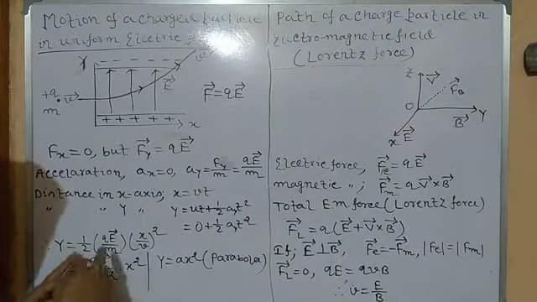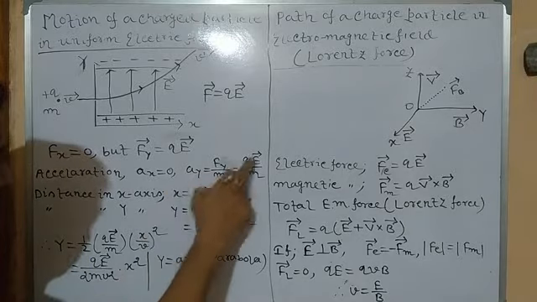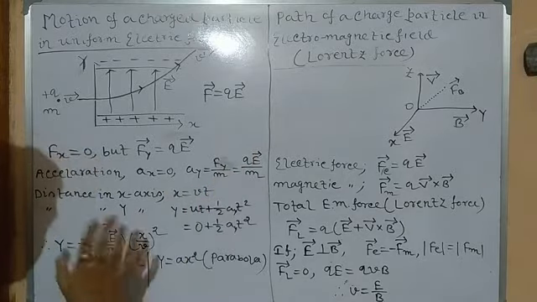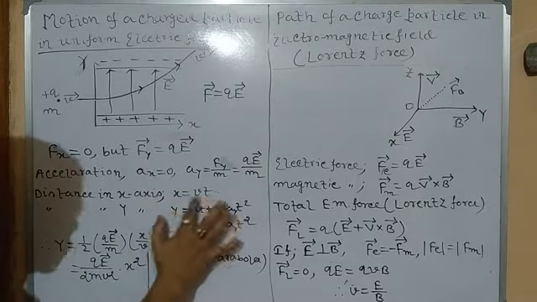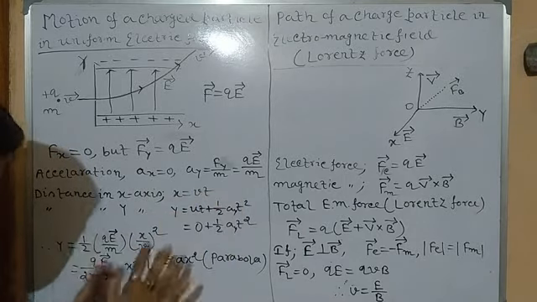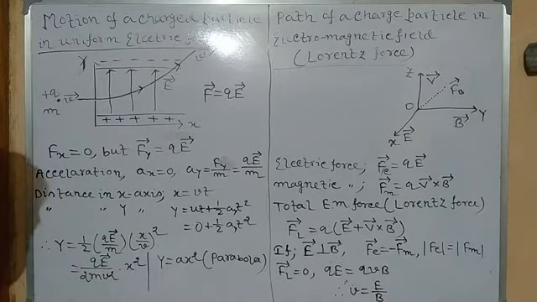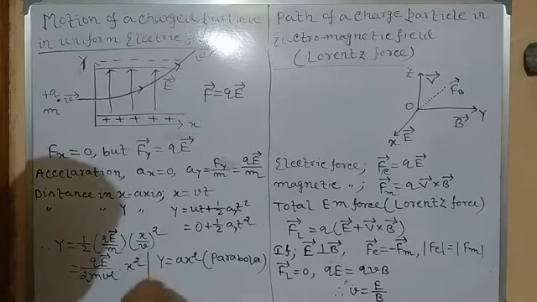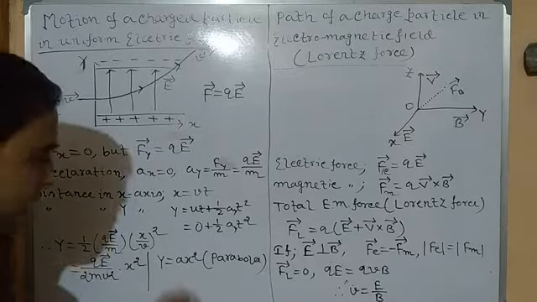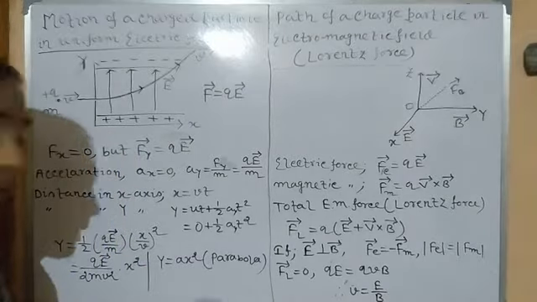So half a t square, where the value of a is equal to qE by m, and t is equal to x by v, since x equals vt. So t is x by v, and squaring it, calculating, we get y equals qE by twice m v square into x square. It is exactly the equation y equals a x square, the standard equation of a parabola.